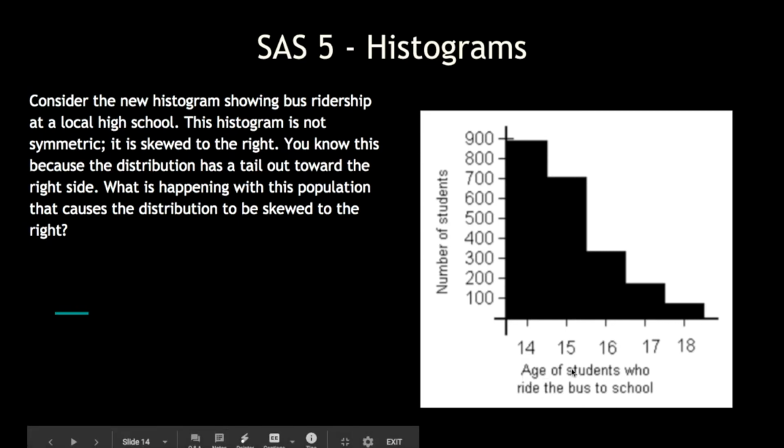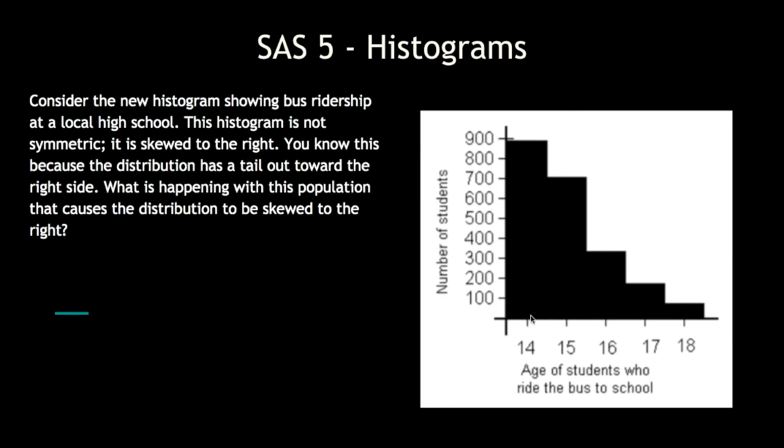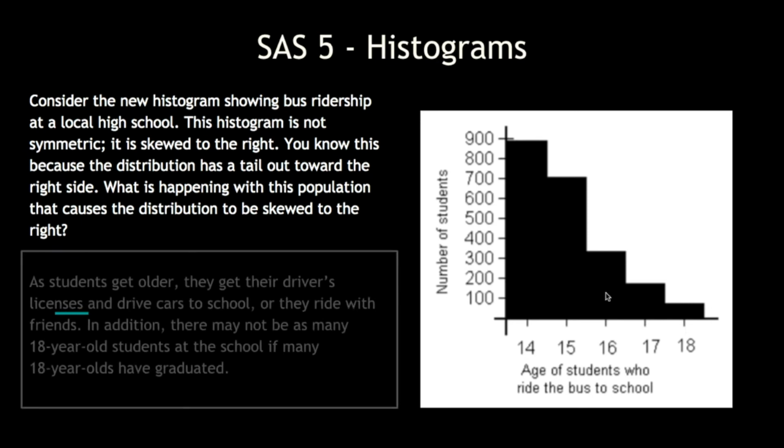This is the age of students who ride the bus to school. This is the number of students. Students up to the age of 14, there are 900 of them. Age 15, there are 700. Age 16, there are 300. 17, 200, and 18, there's only 100. So as we can see, the distribution is skewed far to the right.